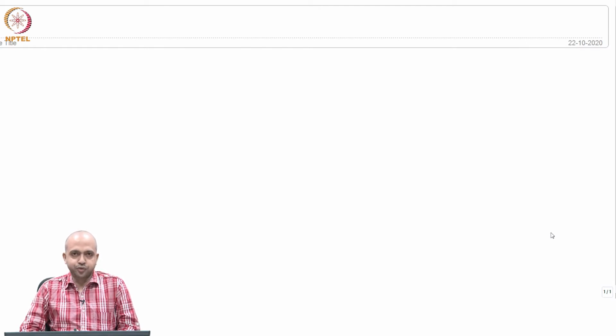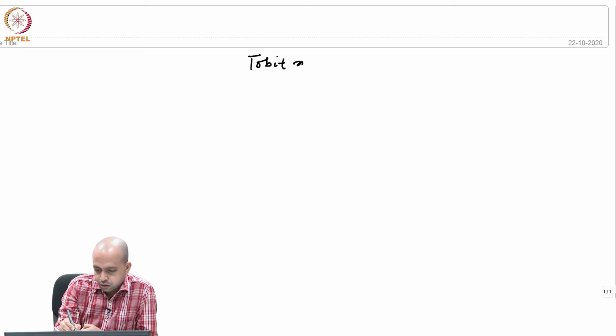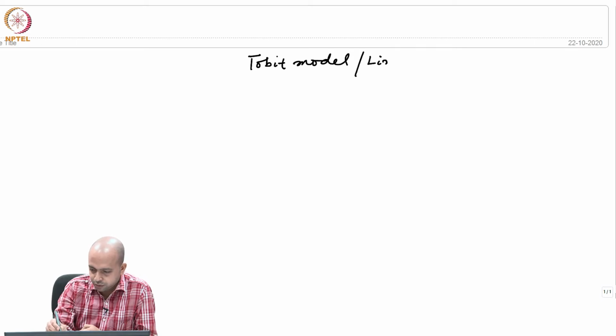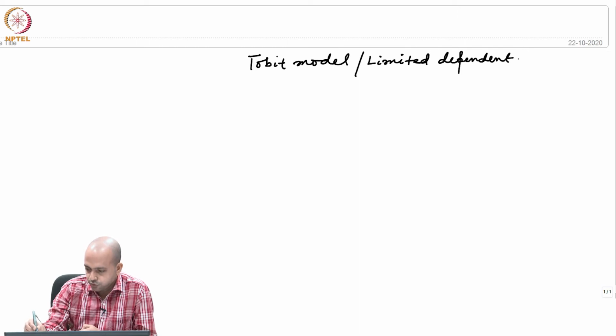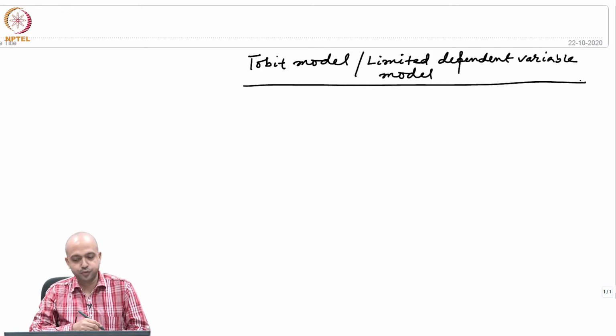Today we'll start discussing a new model, which is called the limited dependent variable model, popularly known as the Tobit model. So, models where the dependent variable is limited, that means we have limited information on the dependent variable.